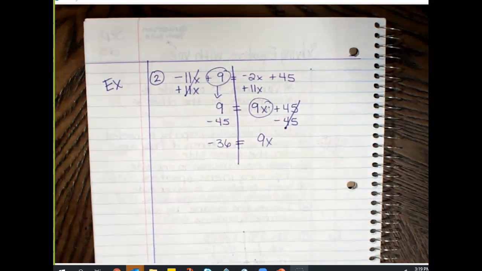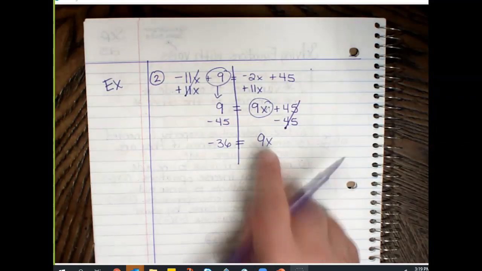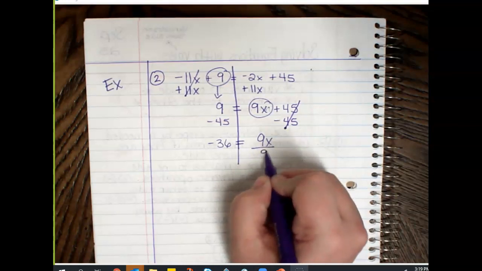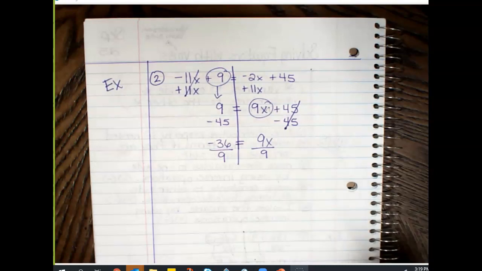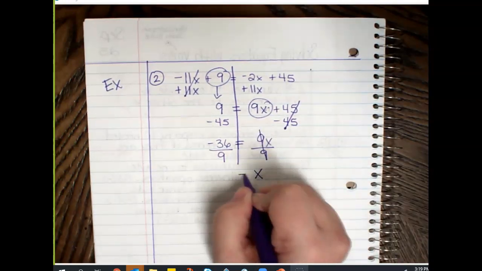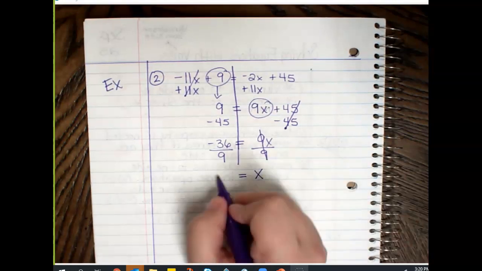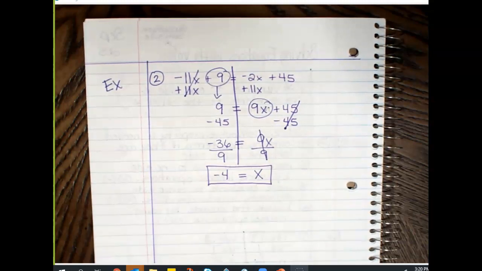We're ready to isolate. I can get the x all by itself. What do I have to do? This says 9 times x, so the opposite of multiplication is division. Divide by 9, but what I do to one side, do to the other. 9 divided by 9 is 1, so I have 1x is equal to negative 4. Final answer. Yes, I will expect to see this much work for each problem.